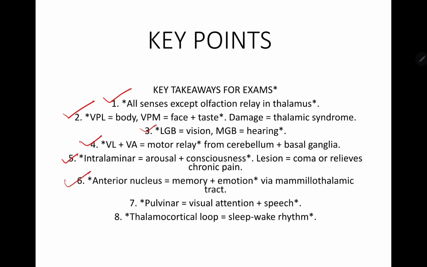Now, the anterior nucleus is for memory and emotion via the mammillothalamic tract. Then the pulvinar is for visual attention and speech. Now, the thalamocortical loop helps in keeping the sleep-wake cycle rhythm. So the sleep-wake rhythm is the thalamocortical loop.